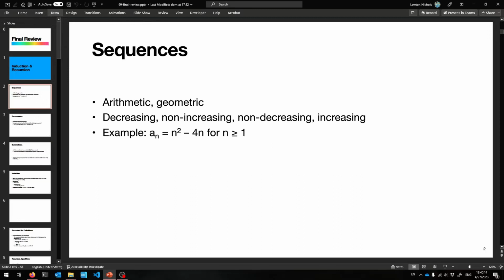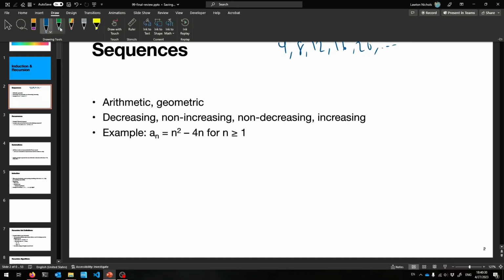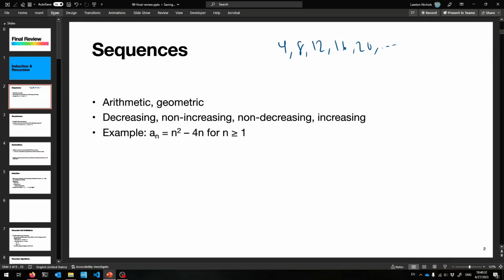This all started due to sequences. You can have arithmetic sequences, geometric sequences. Here's an example arithmetic sequence. You start with 4, then it's 8, then 12, then 16, then 20. That's an arithmetic sequence because there's a common difference each time. We're always adding 4, plus 4, plus 4 to get to the next one.